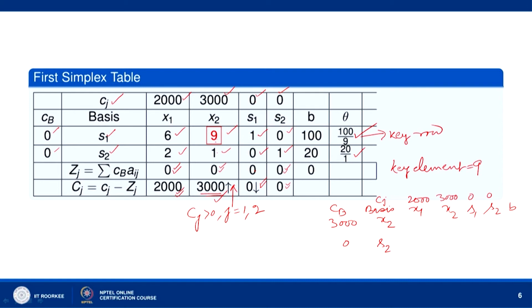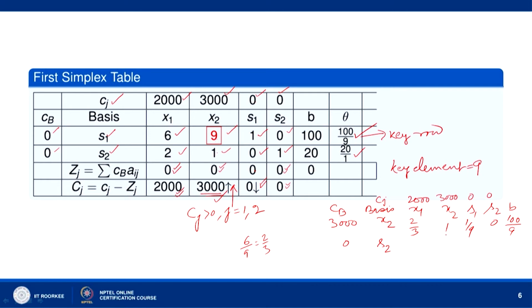So, we divide the key row by 9 because 9 is the key element, and we get here 6 by 9. 6 by 9 means 2 by 3. So, this is 2 by 3, this is 1 here, this is 1 by 9, this is 0. We are dividing by 9, and then we get 100 by 9.